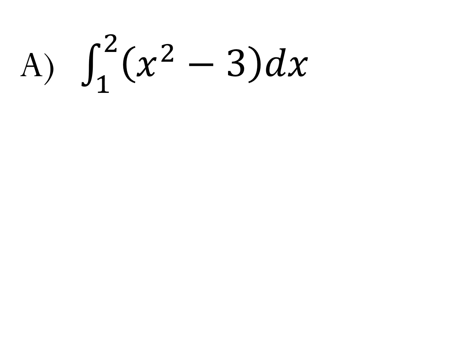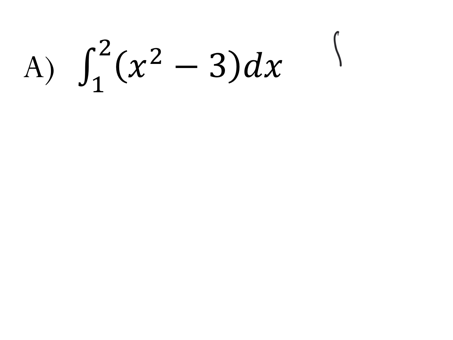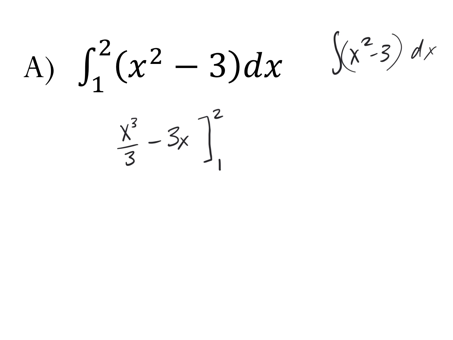If the 2 and the 1 weren't here on this question and it was just the integral of x squared minus 3 dx, what would the antiderivative of x squared minus 3 be? X cubed over 3 minus 3x plus c. What the fundamental theorem of calculus tells us is if we evaluate that antiderivative at my upper boundary minus my lower boundary, is everybody with me? That gives me the same thing as the limit definition would.